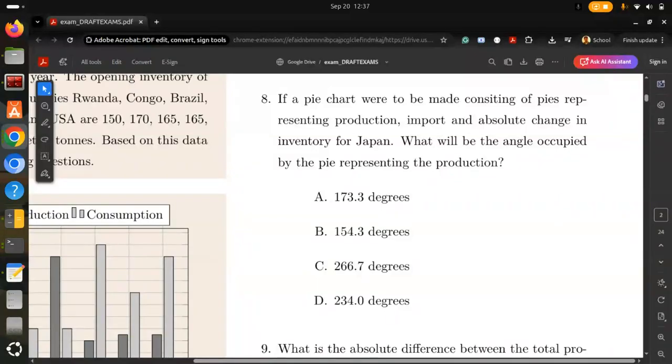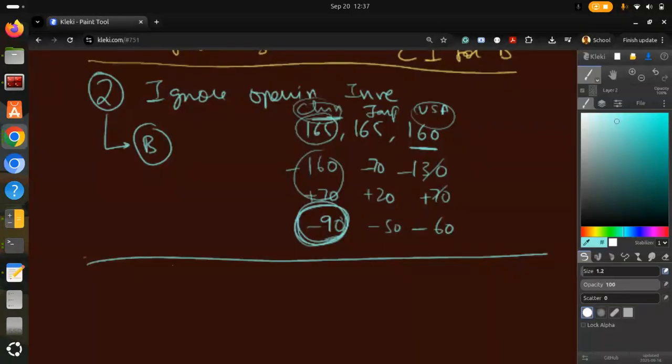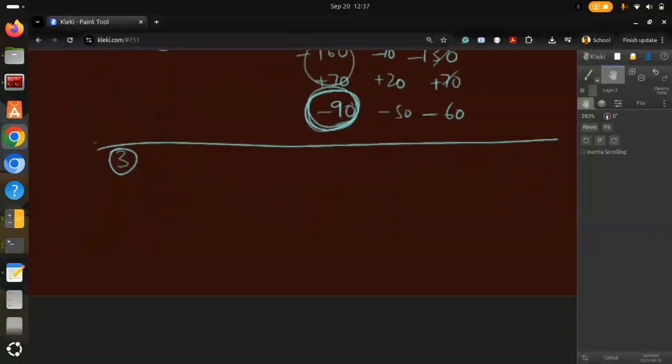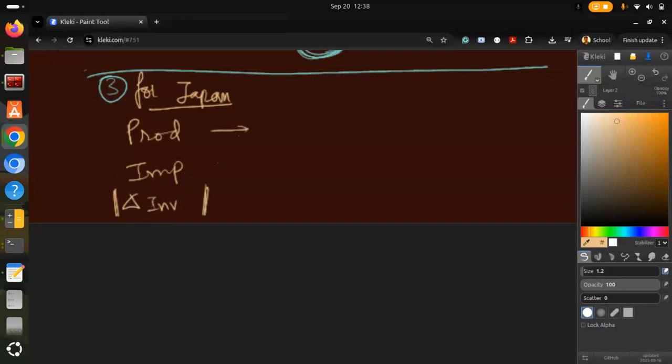If a pie chart were to be made consisting of pies representing production, import, and absolute change in inventory for Japan, what will be the angle occupied by the pie representing the production? So let us see production, import, and absolute change in inventory. Let us do that. For Japan, I need three quantities: production, import, and absolute value of delta in inventory. Let us see what these values are.